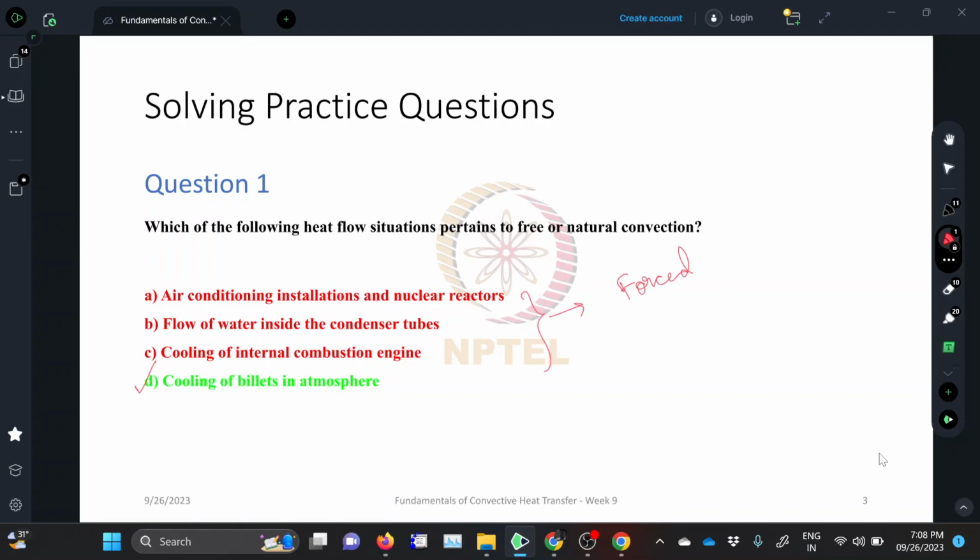There is some intended flow being driven through either fans or compressors or pumps to maintain a required amount of flow, so that there is forced convection. On the other hand, in option D, cooling of billets in the atmosphere, simply pieces of hot metal are left in the atmosphere and then they cool by natural convection currents. So this one is the correct solution. This was a very simple first question to start off.